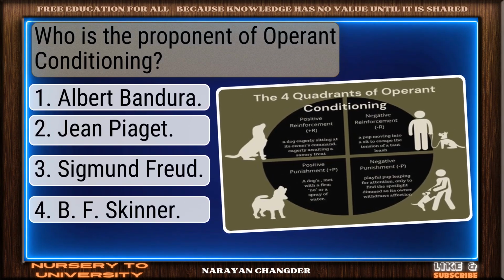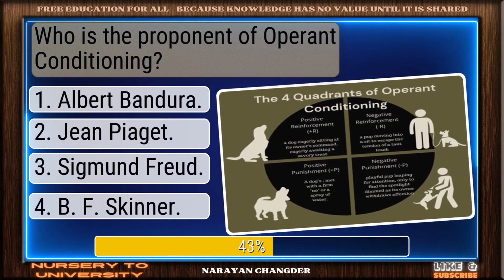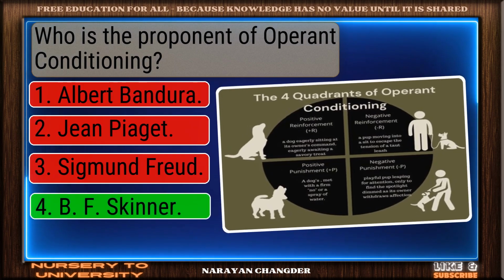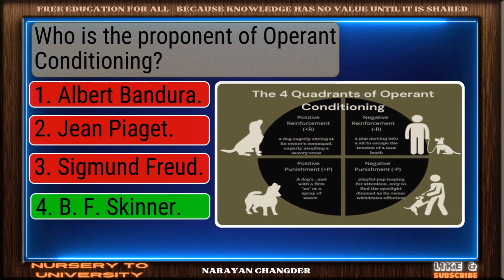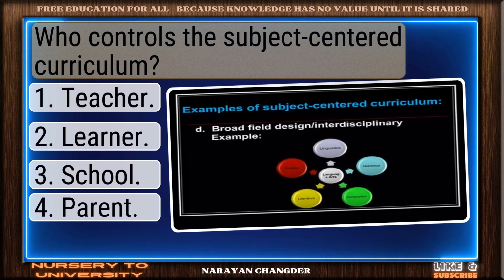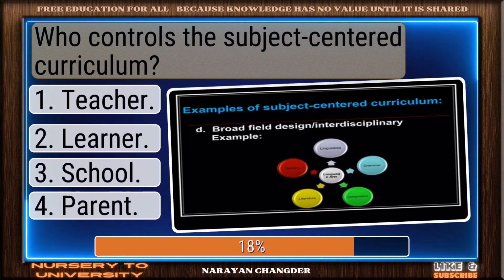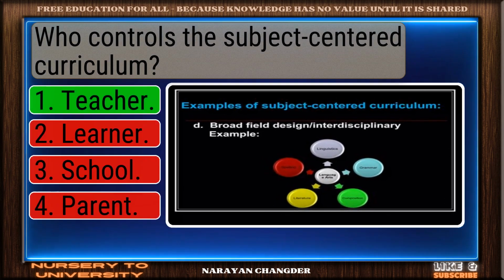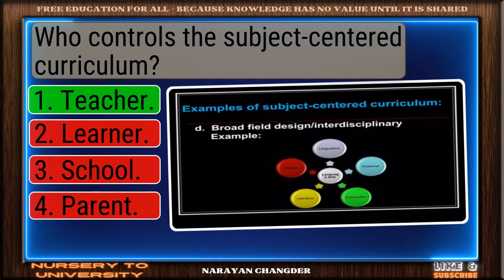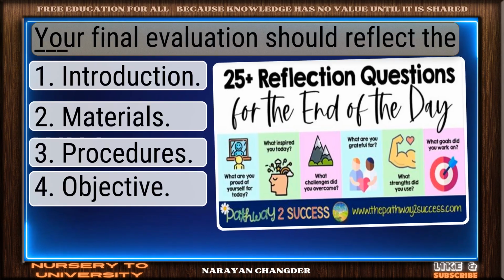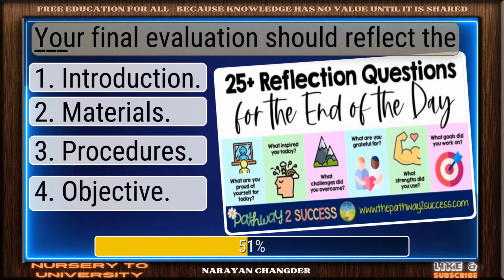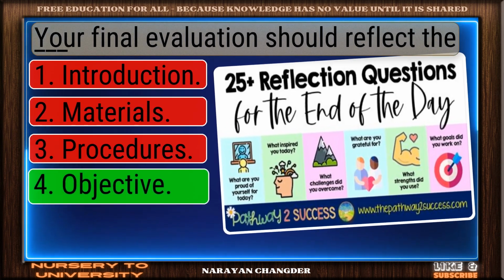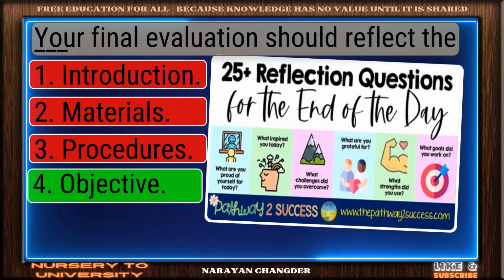Who is the proponent of operant conditioning? Good thinking. B.F. Skinner is the right answer. Who controls the subject-centered curriculum? Smart pick. Teacher is the correct choice. Your final evaluation should reflect the dash. You got it. Your choice, objective, is right.